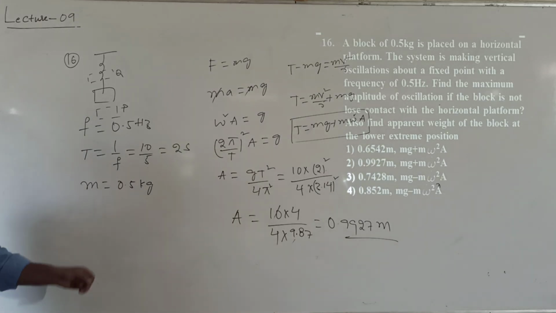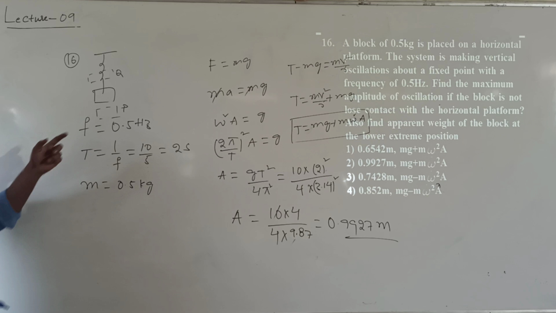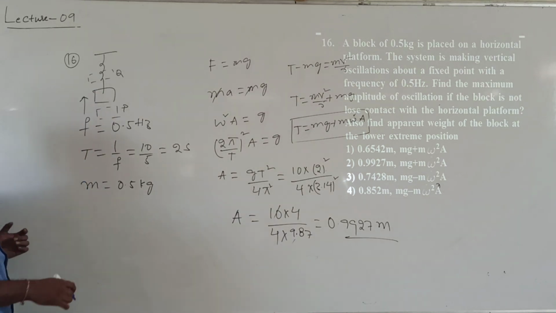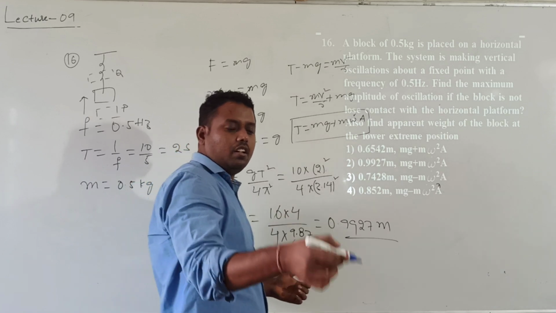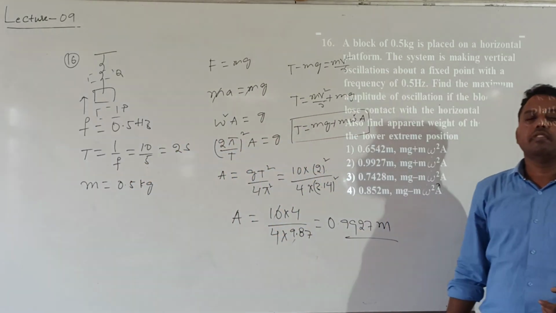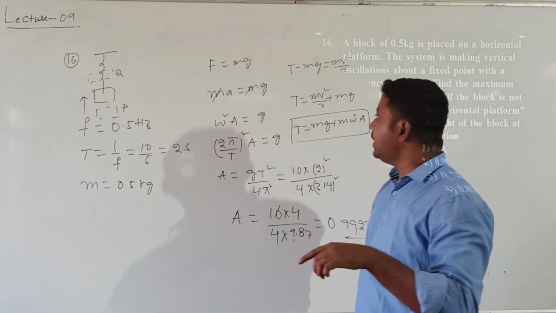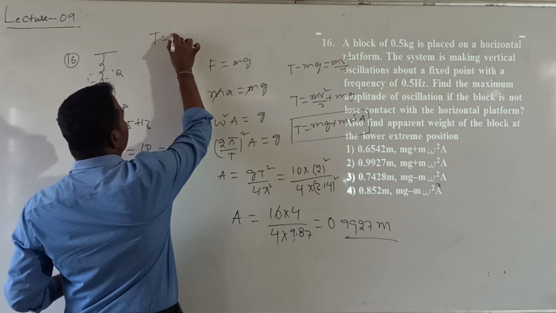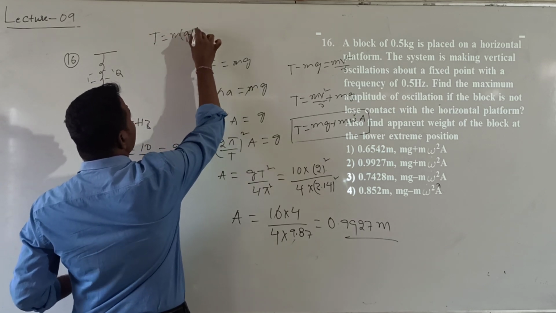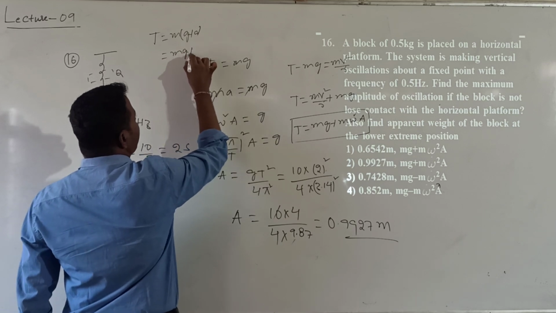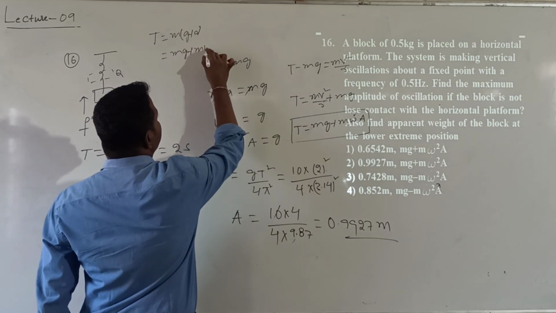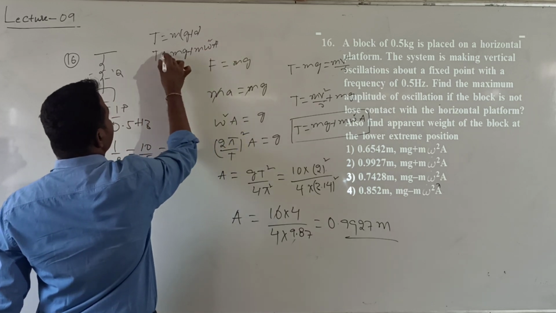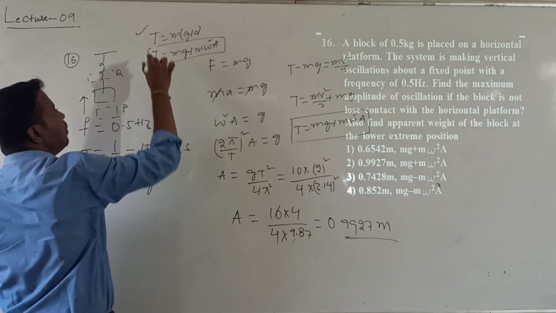So what happens to the weight of the block when it is moving down and up? When it reaches the lower extreme position, it will start moving upwards. Now the body is moving vertically upward. When accelerating vertically up, what is the formula for the weight? Whenever the body moves up, T is m into g plus a. Here a is omega square into e, which gives T. Correct?